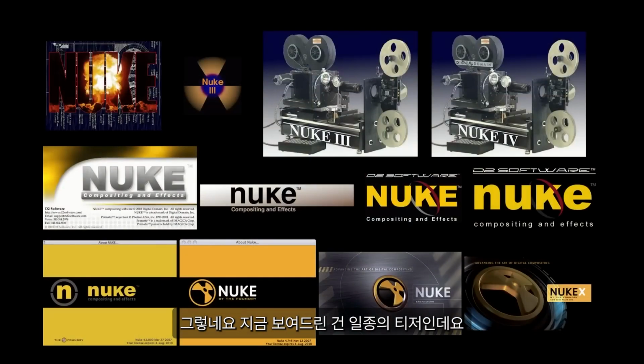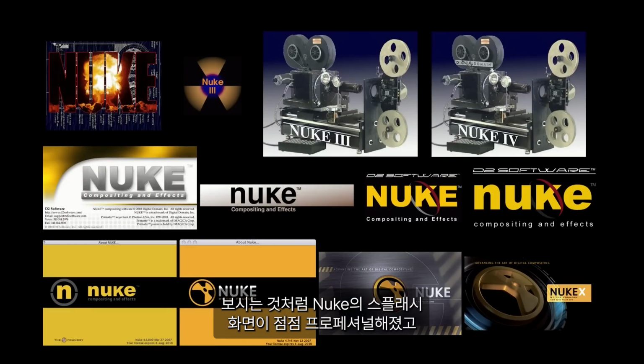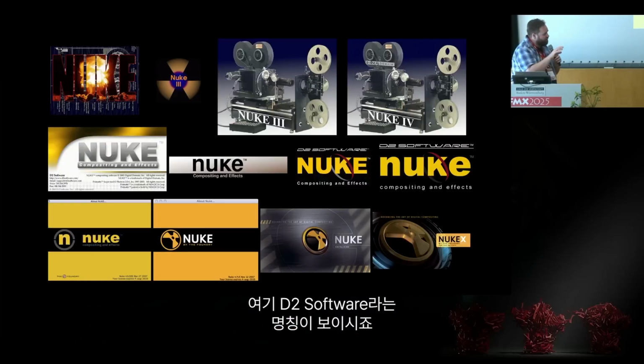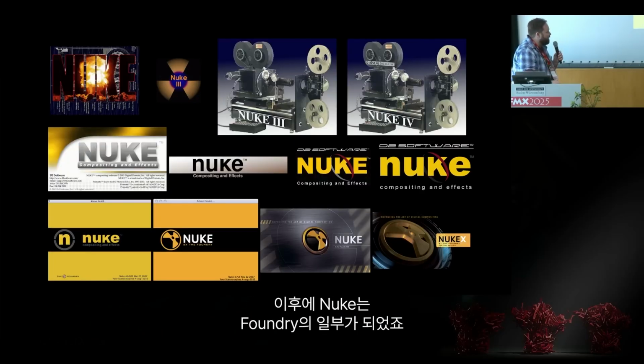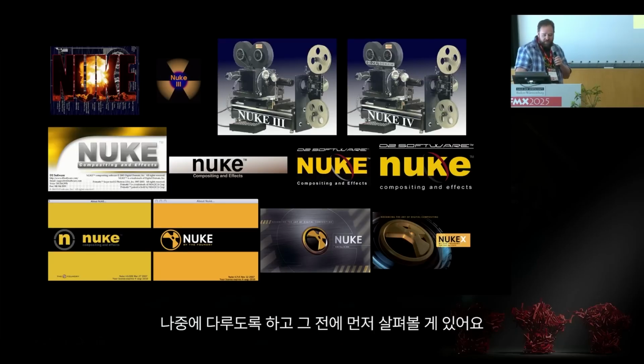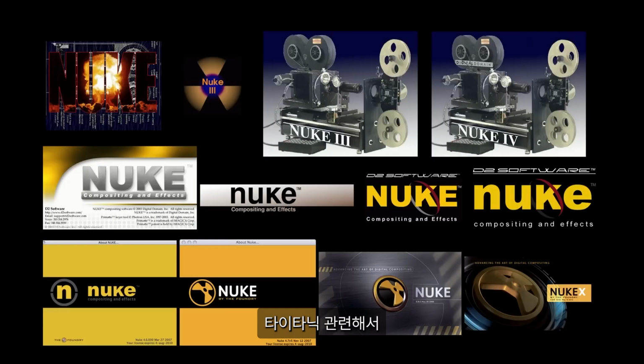Okay, so this is really just a teaser to show you the splash screens from Nuke. As Jonathan mentioned, they became a bit more pro. And then you see this name D2 Software there. We'll come back to that. And then, of course, it became part of Foundry, and we'll also deal with that. But before we get there, Jonathan, I think there's a really fun thing related to Titanic that I want to go through with you. First, we'll watch this shot.